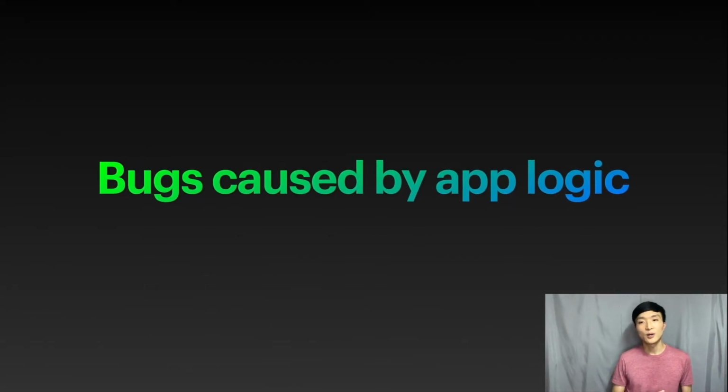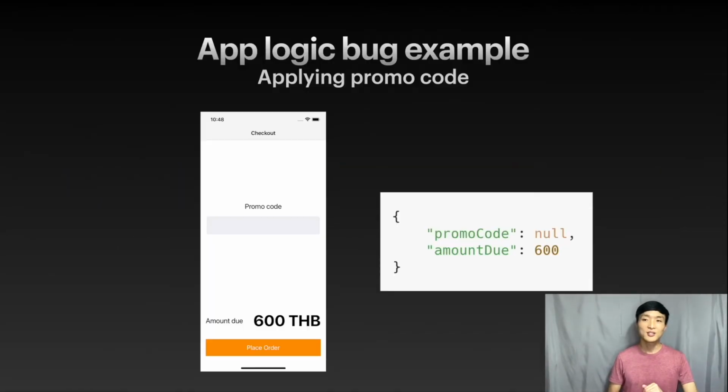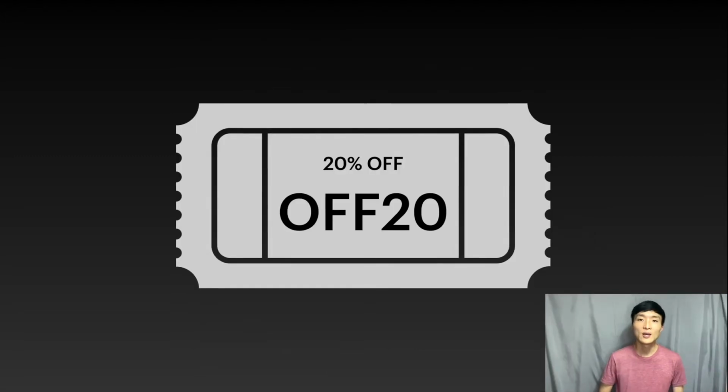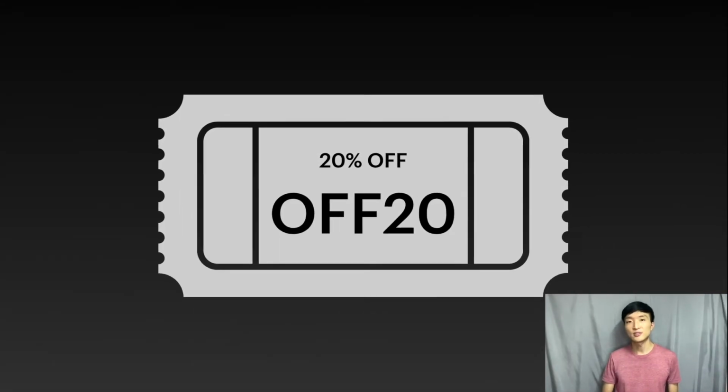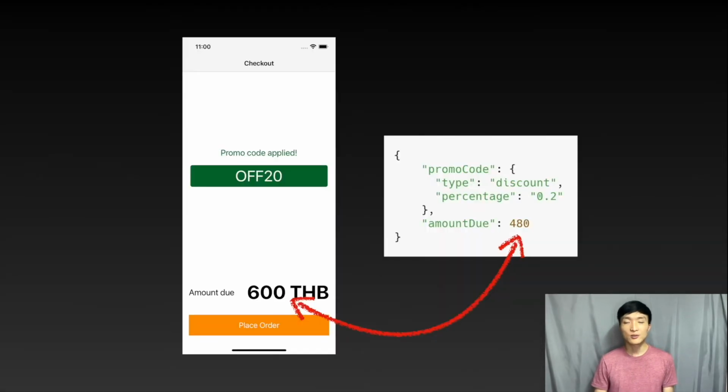The other kind is bugs caused by app logic. Let's think about the screen for placing an order. It has a text field for promotion code and label for amount due. The data representing them has also 2 fields for each of them. Now user has a promo code for applying 20% discount. The code was successfully applied, but the app logic somehow forgot to update the amount due, making mismatch between the value on the screen and data. This is a critical issue which can eventually cause user to abort the purchase.